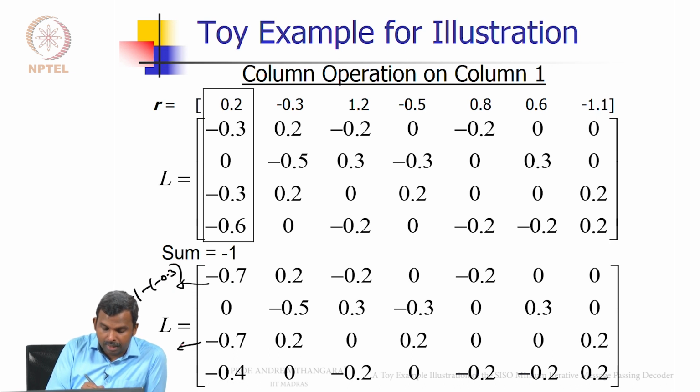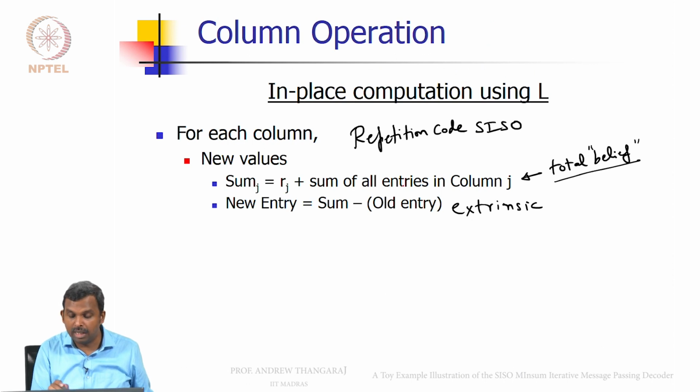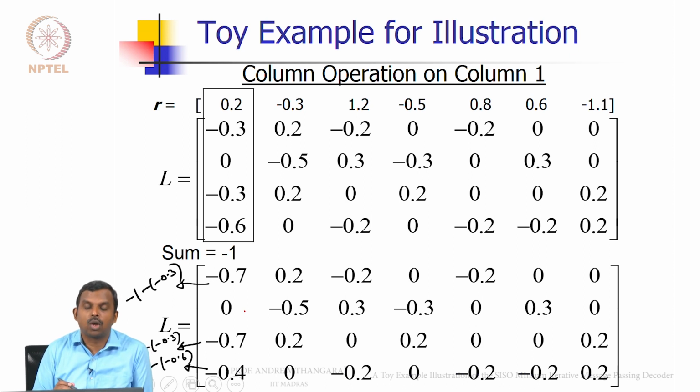So, what about here? Again the same thing, minus 1 minus minus 0.3, sum minus the old entry, minus 1 minus minus 0.6. Once again I will remind you, add up all the entries of the column and the corresponding received value and the new entry is going to be the sum minus the old entry, that is the extrinsic computation. So, now you repeat this for every column. What will you do in the second column?